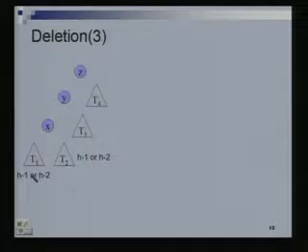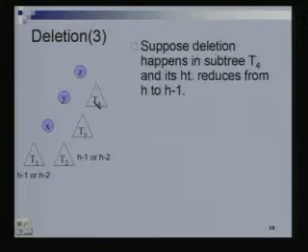Ignore these h minus 1 or h minus 2 for a minute. They should have come at the end. So this is the picture. I have Z, which is the first unbalanced node. Y is the child of Z which has larger height, and X is the child of Y which has larger height, right? And I did a deletion in T4. Let's say I did a deletion in T4.